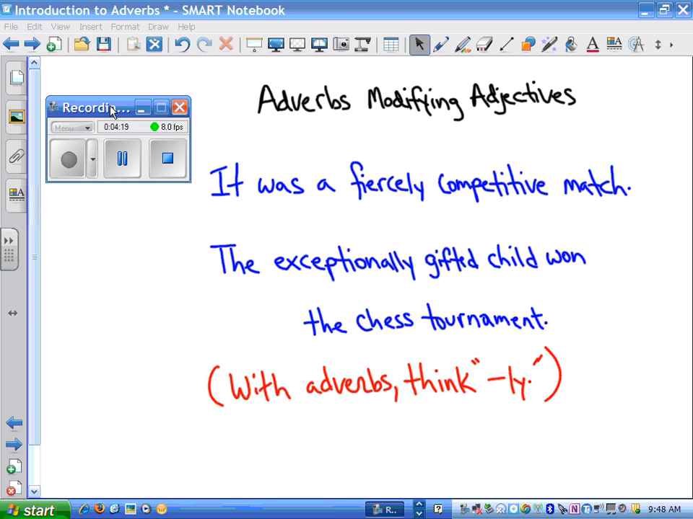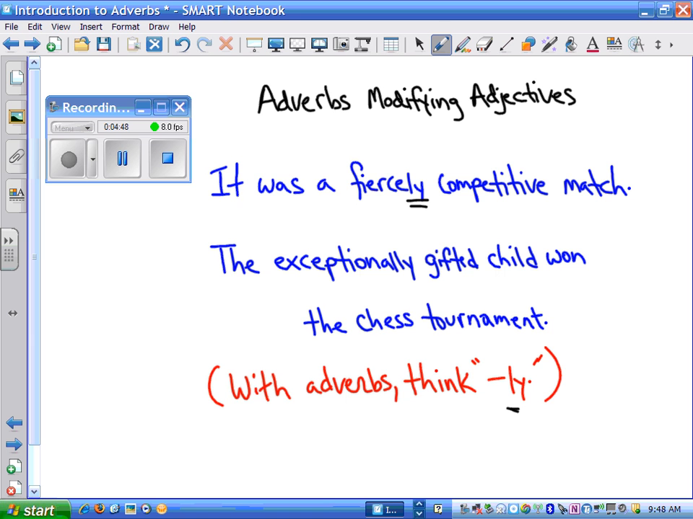Now, adverbs, besides describing the verbs in a sentence, can sometimes also describe an adjective, or can also modify an adjective. Right, so I have two examples for you. Quite exciting. So, again, we'll identify some of the other parts of speech with the other words in the sentence. All right. Now, if you're thinking about ly, right, you should quickly see the adverb in this sentence. Okay. It was a fiercely competitive match.